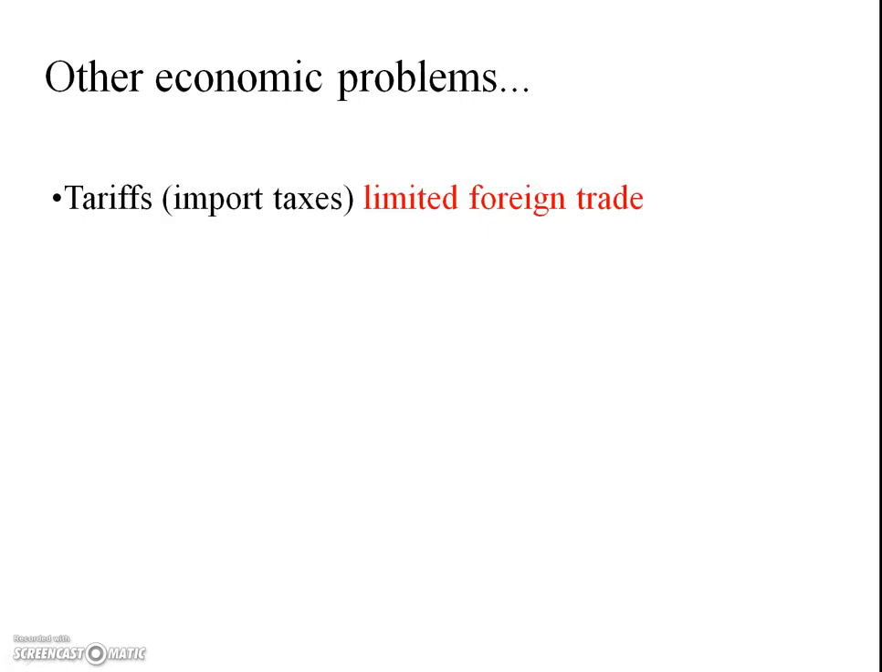Other economic problems. In order to preserve the mercantile system of Louis XIV, the old regime instituted import taxes called tariffs. The idea was to keep foreign goods out and encourage people to buy domestic goods. Unfortunately, what happens is, if you limit imports from other countries, they're going to limit what you can export to them, and therefore the tariffs had the negative effect of reducing French trade and slowing down its economy.